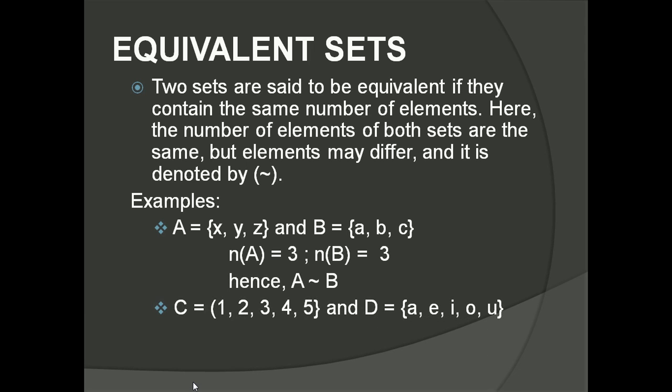Another example is C has elements 1, 2, 3, 4, and 5, and D has elements A, E, I, O, and U. The number of elements of C is 5, and the number of elements of D is 5. Thus, C is equivalent to D.